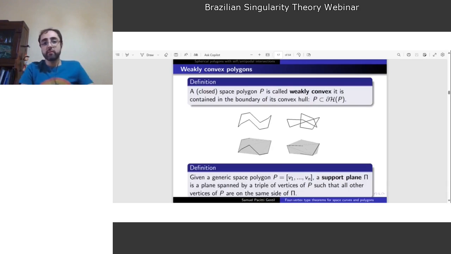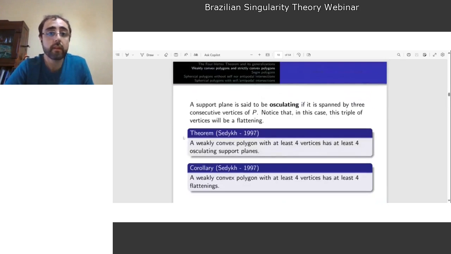Given a generic space polygon, we say that a plane is a support plane if it's spanned by a triple of vertices of P such that all other vertices of P are on the same side of the plane. If you look closely at the triangulation of the boundary of the convex hull, we see that these triangles are exactly the intersections of the support planes with the convex hull of the polygon. We also say that a support plane is osculating if it is spanned by three consecutive vertices of P. Notice that in this case, this triple of vertices will also be a flattening.